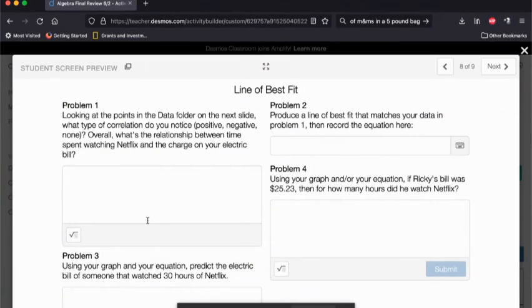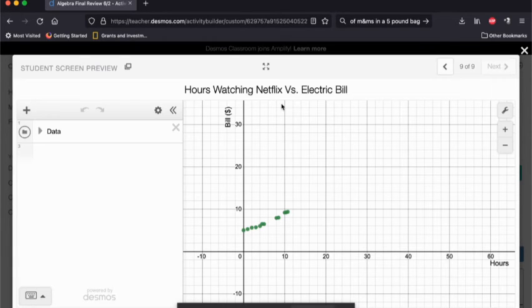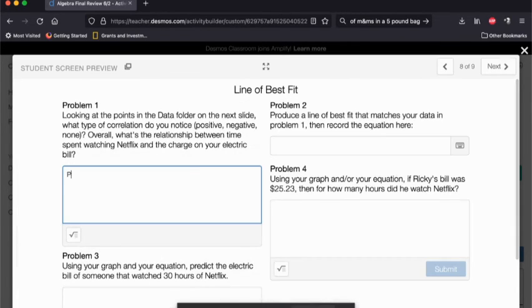All right, we're almost done here. The last thing was producing our line of best fit. So when we're looking at the graph, we compared hours watching Netflix to the electric bill. And for us, because as hours goes up, the bill goes up, this one is a positive correlation. Positive because the more hours you watch, the more money on your electric bill.